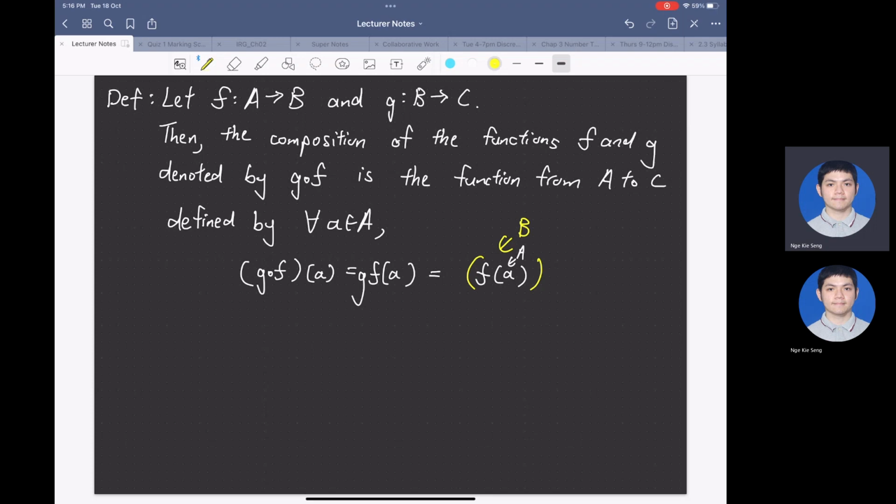And then we apply G again. G will send things in B to, I use a different color to denote the bracket, okay? So F sends things in A to B, and then G sends B to C, okay? So one way to check whether your inverse is correct or not, there's a theorem.